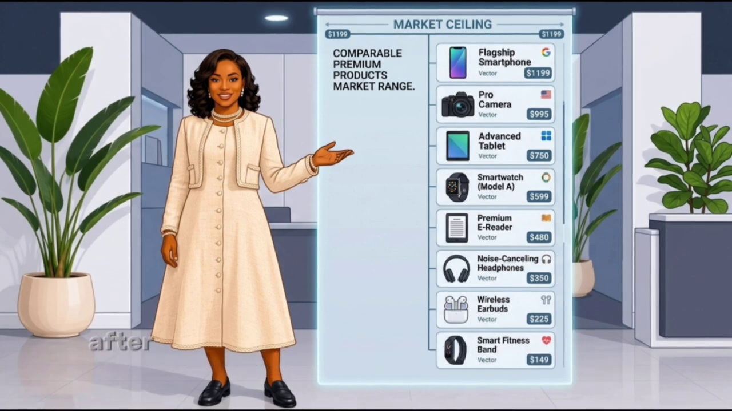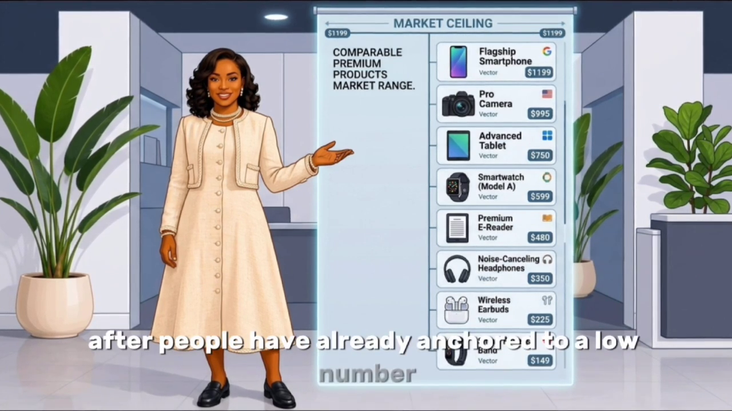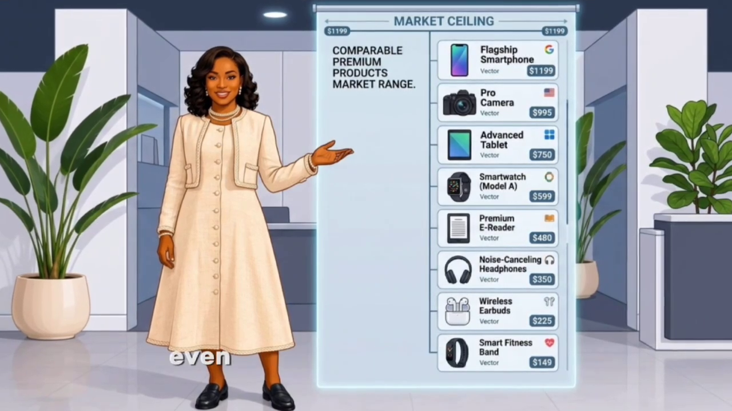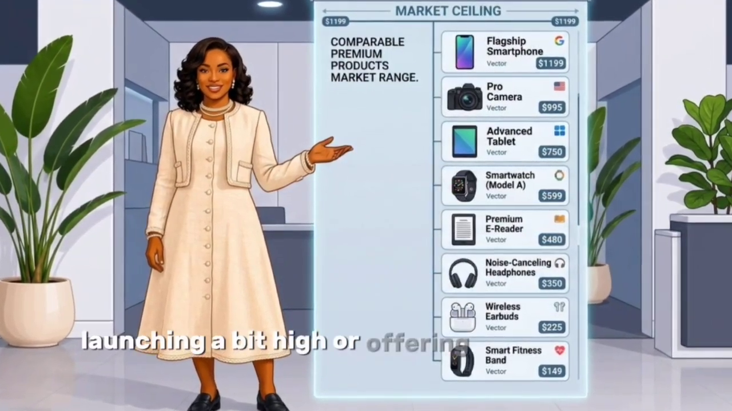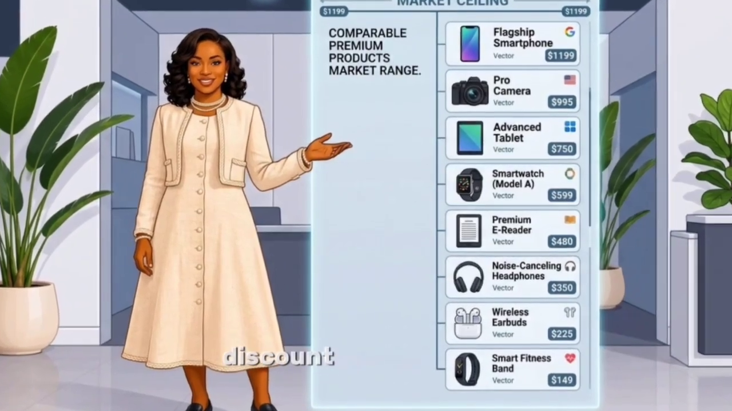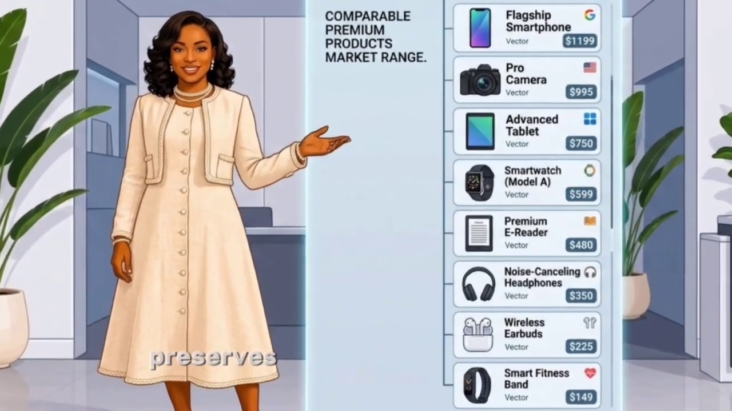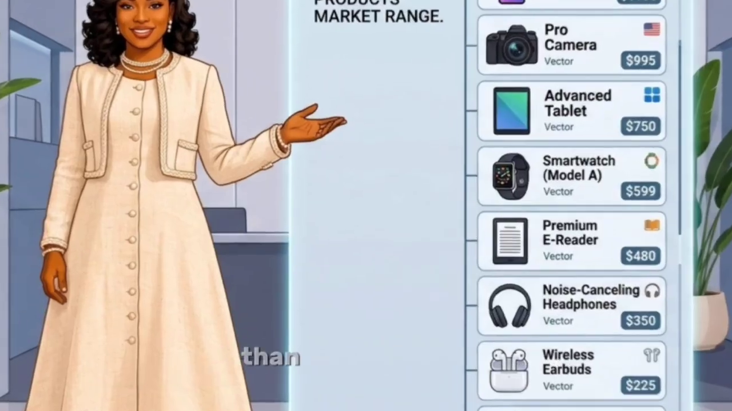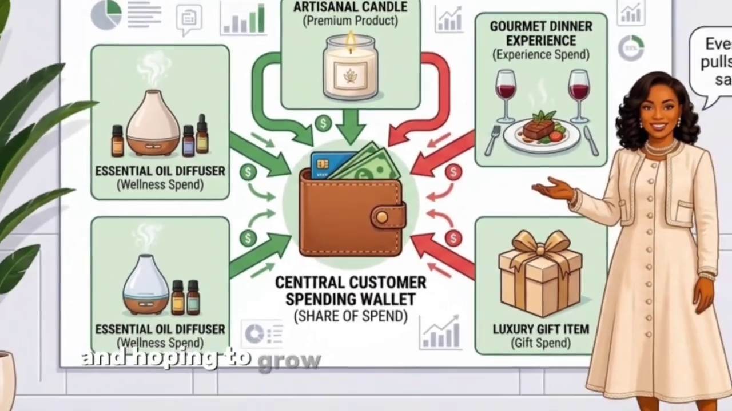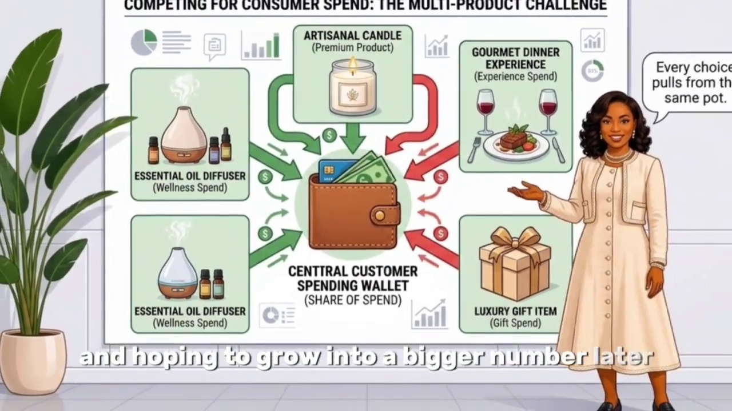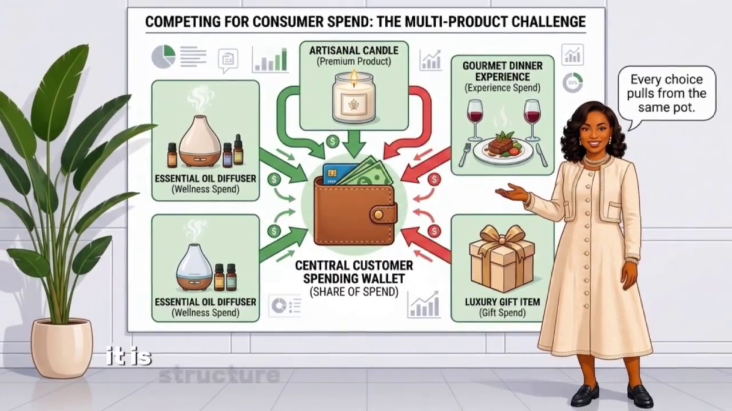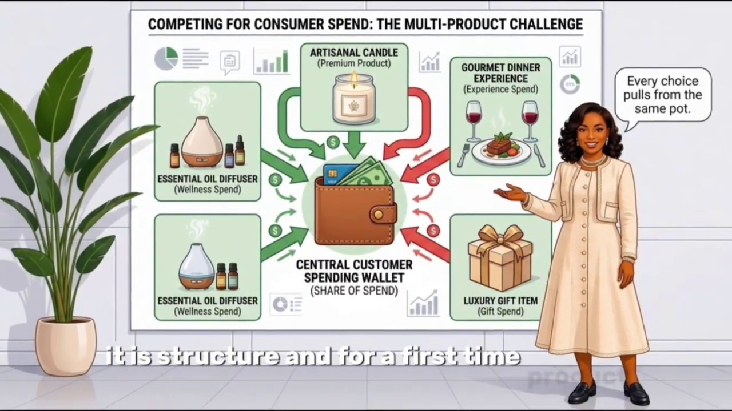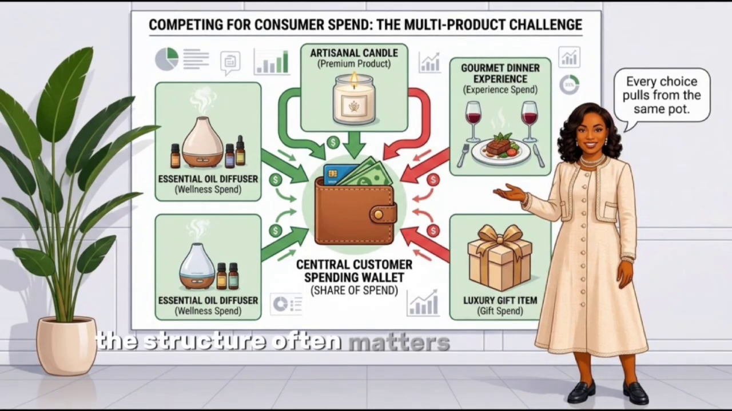Raising a price after people have already anchored to a low number creates real backlash, even if the new price is still fair. Launching a bit high, or offering a limited time launch discount off a real price, preserves a much stronger anchor than starting cheap and hoping to grow into a bigger number later. A price isn't just a single figure, it is structure. And for a first-time product, the structure often matters more than the exact digits.